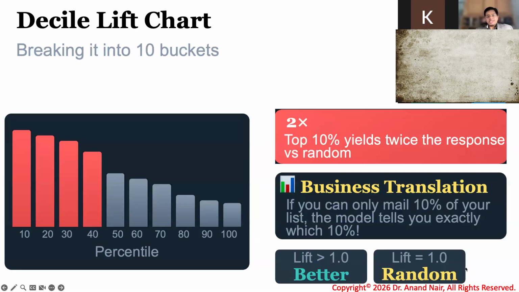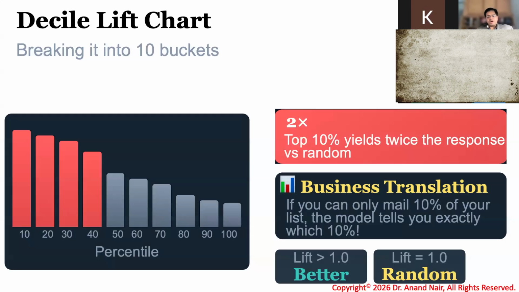So the business translation would be that if your marketing budget only allows you to contact 10% of your customer base, then use this model to pick which 10%, because you are likely to have a two times higher positive outcome. So you'll get double the response rate compared to random selection. And that's where the real money is, right? That's why data scientists are getting paid, because you can tell which customers you should target.